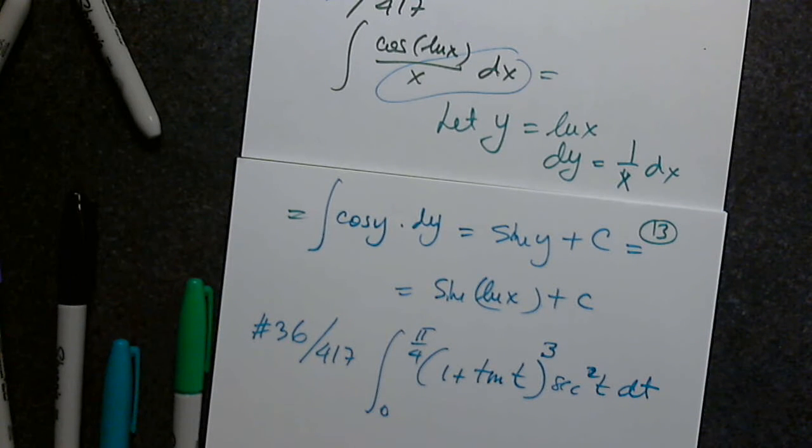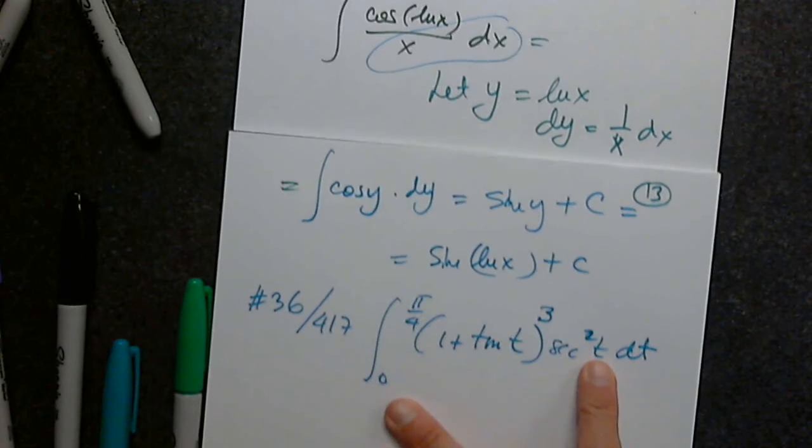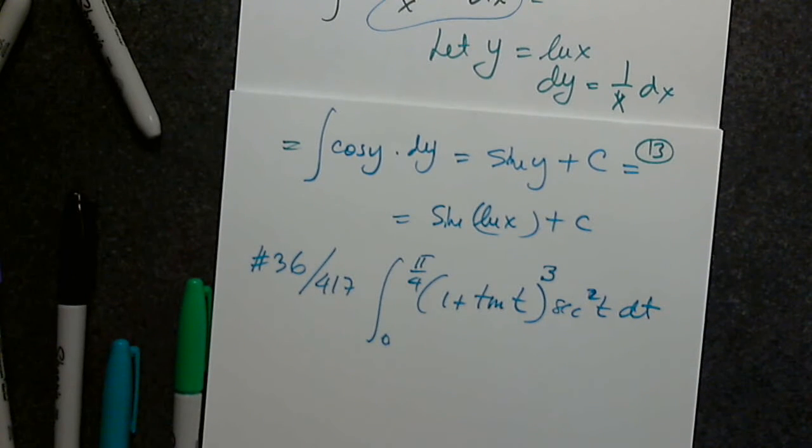Remember the potential problem with definite integrals. If the function is not continuous on the given interval, in this case 0 to pi over 4, we will write that the fundamental theorem of calculus is not applicable. So this is (1 plus tangent t) to the third times secant squared. Well, tangent is defined on 0 to pi over 4. Secant is defined on 0 to pi over 4, so the function is continuous as a product of continuous functions.